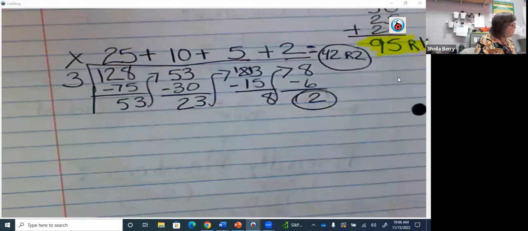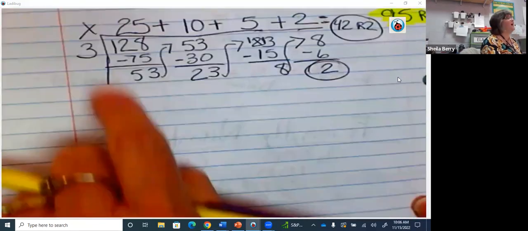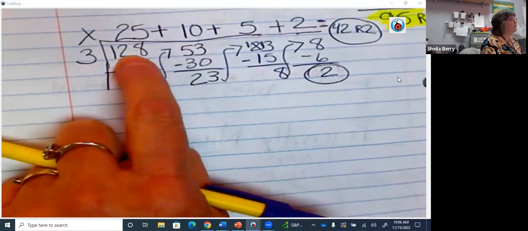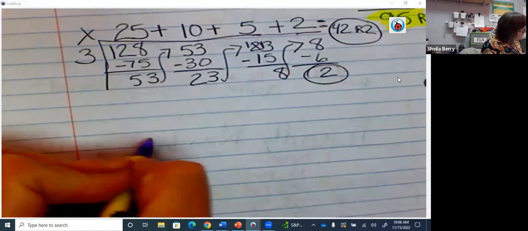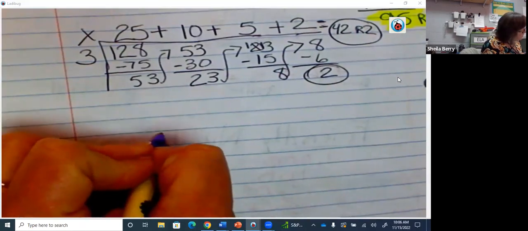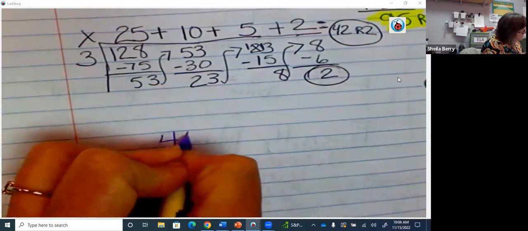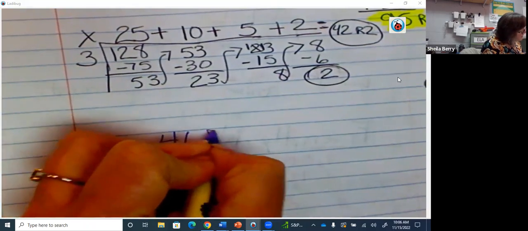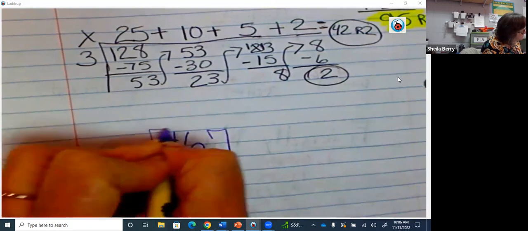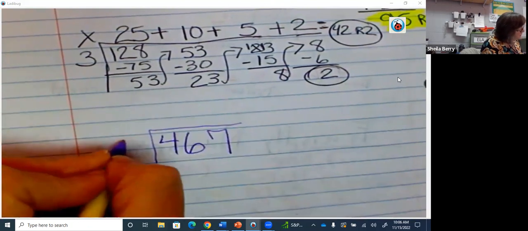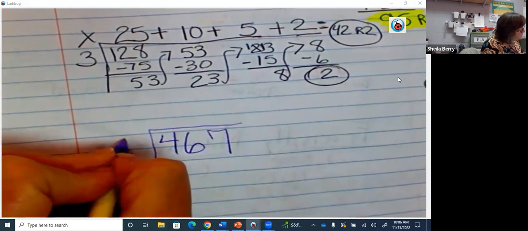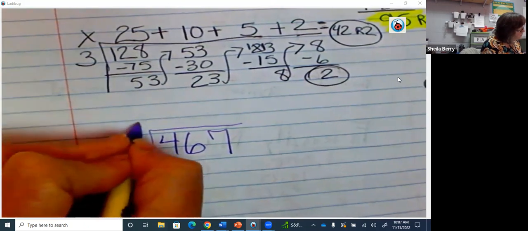I am going to do again a 3-digit number. So we're going to do another one. It's going to look like this. Let's do 467 divided by, let's divide it by 4.